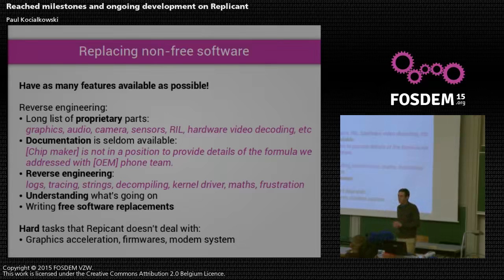And how do we do that? Well, we can ask the manufacturers, the companies that actually produce the chips. And when we do, we usually get that kind of response, which is: chip maker is not in the position to provide details about the formula that we addressed with the OEM, so the phone manufacturer team. So we're screwed, basically, very often. So we had to really think hard and find ways to still understand what it does. And there are many, many interesting techniques to do that.